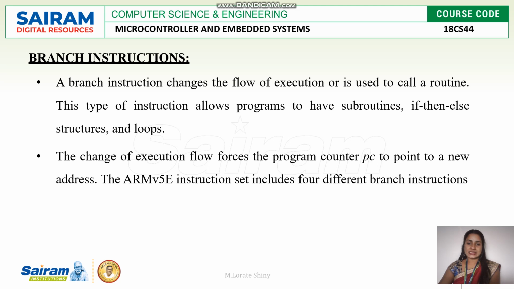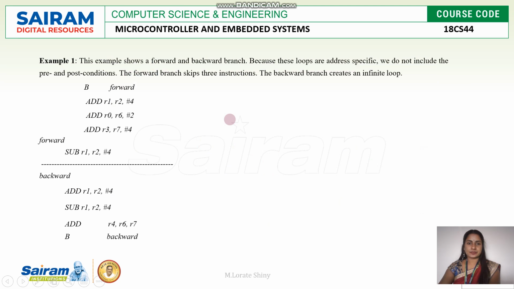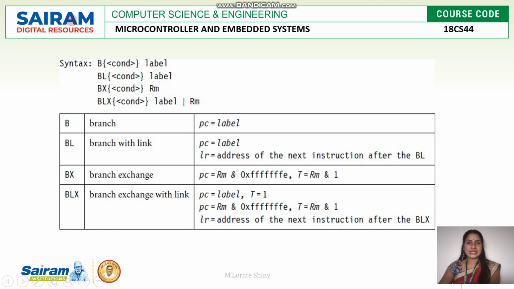The ARM5 instructions have a set of branch instructions that we can see here. The instructions are branch, branch with link, branch exchange, and branch exchange with link. These four instructions can have a condition, and the condition is given inside this flower bracket.